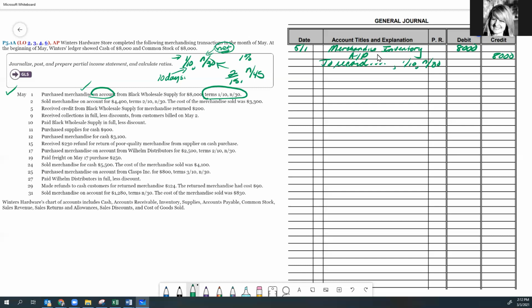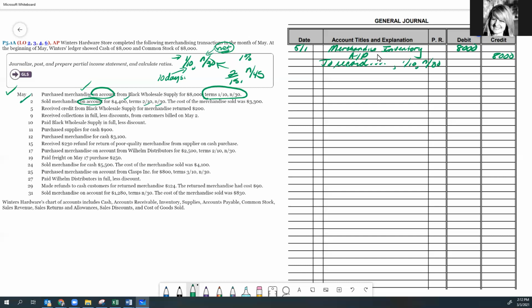So on May 2nd, now we're selling some merchandise. And we're selling it on account, which means we're not getting paid for it, which means we have accounts receivable. The amount is $4,400 that we're selling it for. Oh, we have new terms, 2/10, net 30. That's for our customer. Our customer gets to take a 2% discount if they pay within 10 days. Otherwise, they have to pay the full amount that they owe us within 30 days.